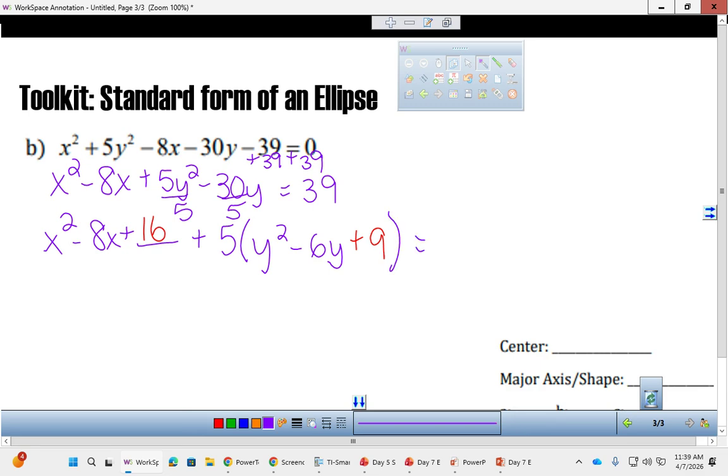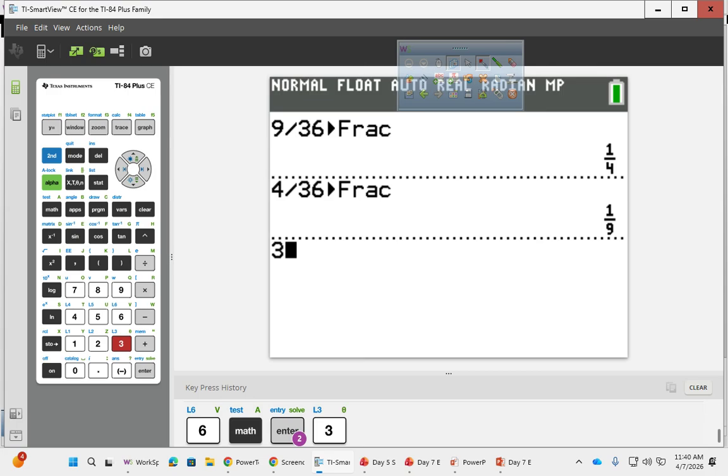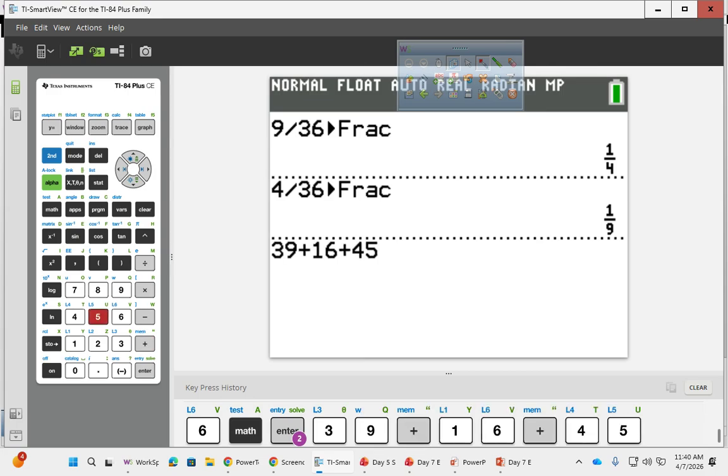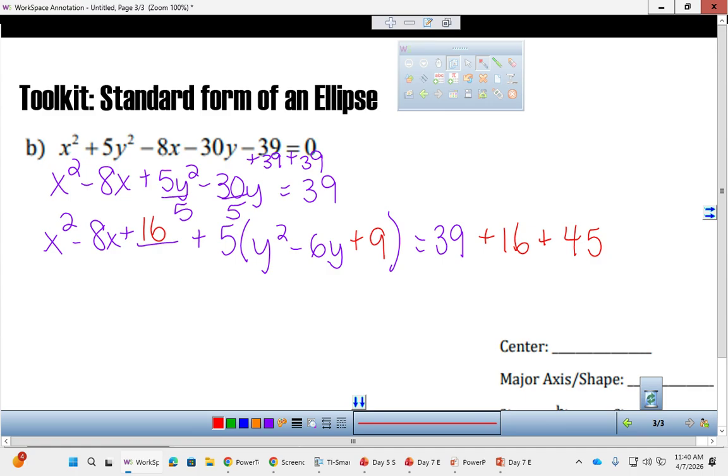So on the right-hand side, we have the 39 from the beginning. We have the 16, but that's not really a 9. What is it? 45. 5 times 9 gives me a 45. So what do we got for this side? 39, 16, 45. 100.